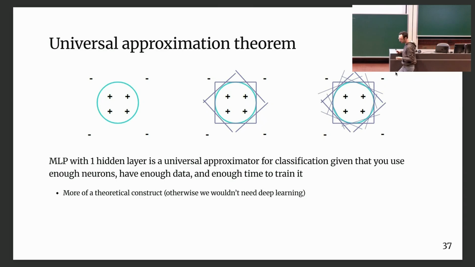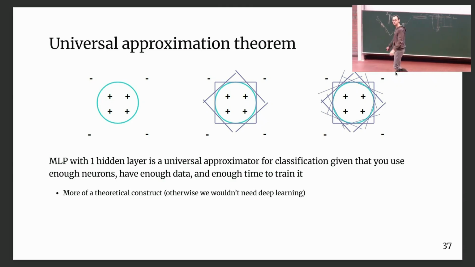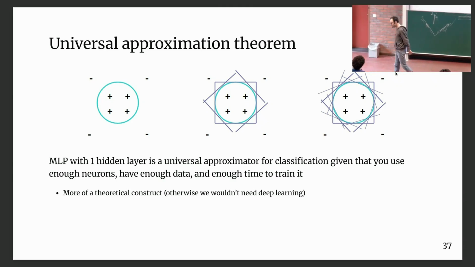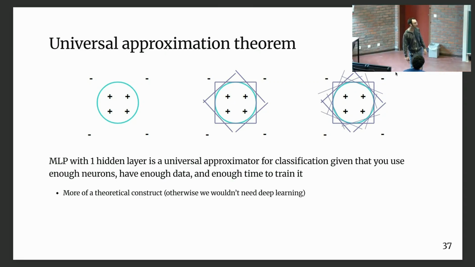Right? So basically what this says is that this thing can fit everything as long as you use enough neurons, as long as you give them probably non-linear activation functions, right? And you train them for long enough. So why do we need deep learning then?